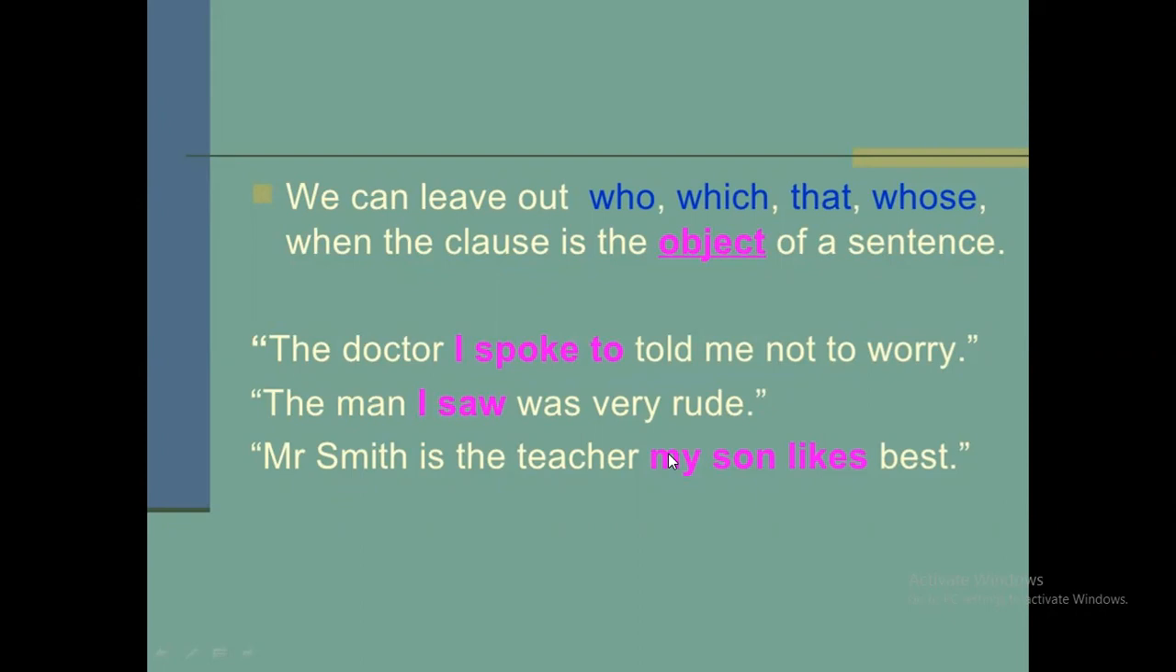لميس, the man I saw was very rude. Put one of the relative clauses in this sentence. يلا. The man who، كملي، I saw was very rude. ممتاز. The man who I saw was very rude. Excellent. Thank you. Now let's go to the next one.